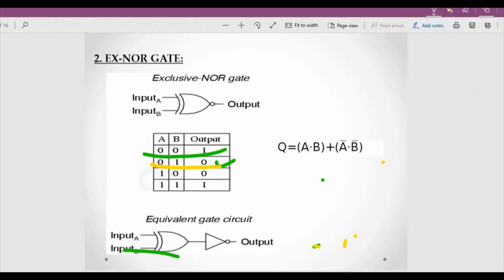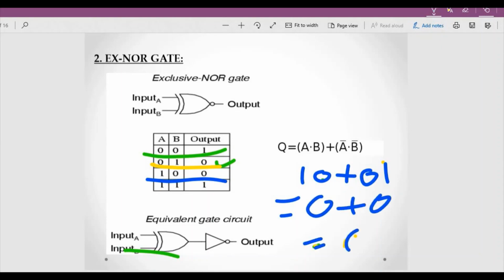Okay, now if we take this case, a is 1, so as it is 1, b is 0, plus. Now what is a complement? Definitely it would be 0. And what is b complement? b complement would be nothing but 1. So it was nothing again but 0 plus 0 equals 0. Okay, so this was the third case that we were discussing.